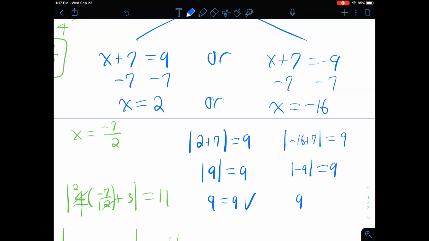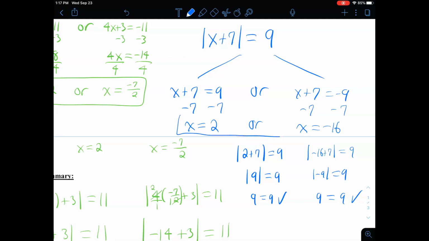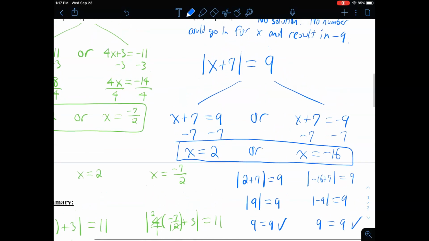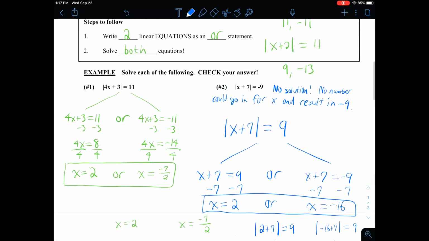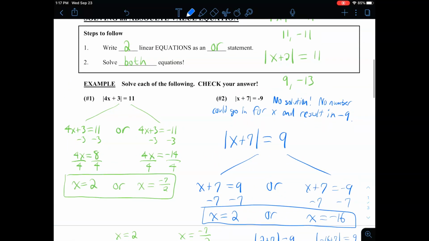And then 9 is 9 away from 0. Negative 9 is 9 away from 0. So both of these work. So these are our final answers for these ones. Okay? So if that was confusing to you, hopefully I'm just going to keep repeating it. But basically what you do is you write two equations with an or statement. And you write one with a positive number and one with a negative number. Because those are the two possible numbers that could end up with something being 11 away from 0. It's 11 or negative 11. Or 9 or negative 9. Those are the two possible options that could end up being 9 away from 0, right?